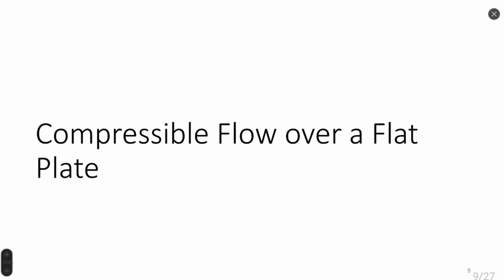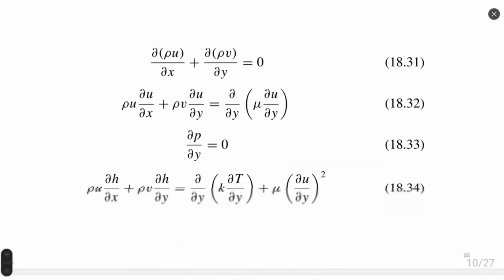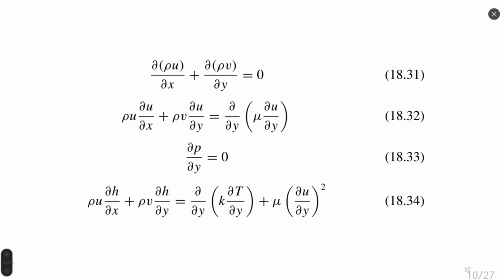The main adjustment for compressible flow with respect to the Blasius solution is that density is not constant anymore, so we need to use one more equation and one more parameter, which is density. Here is the equation system for the boundary layer, which we saw in the previous chapter. Equation 31, continuity. 32 and 33, momentum in X and Y direction. Equation 34 is the energy equation.